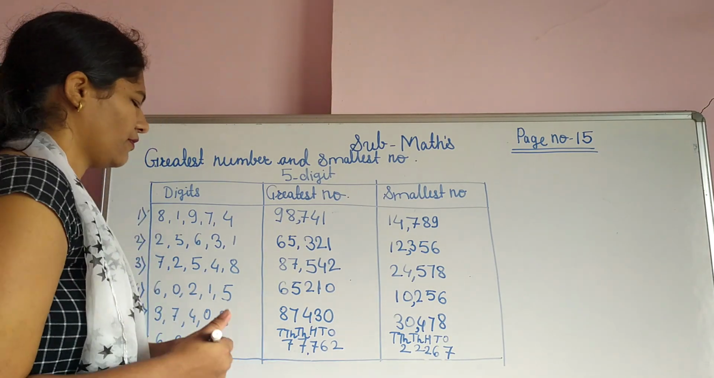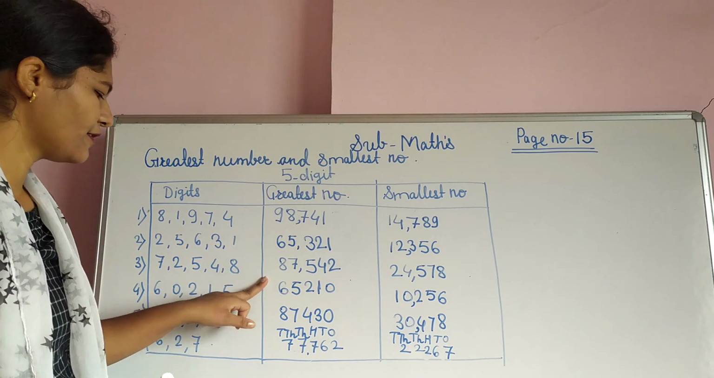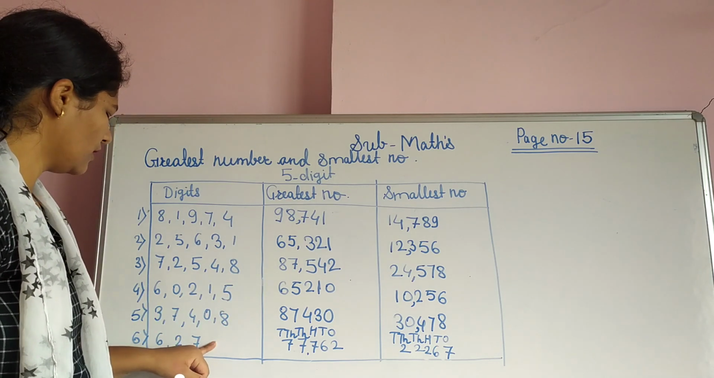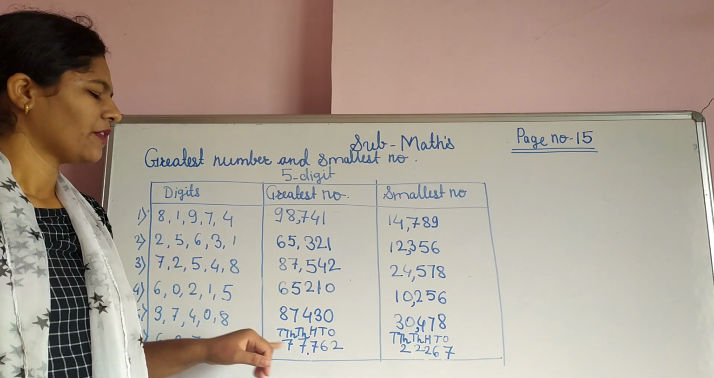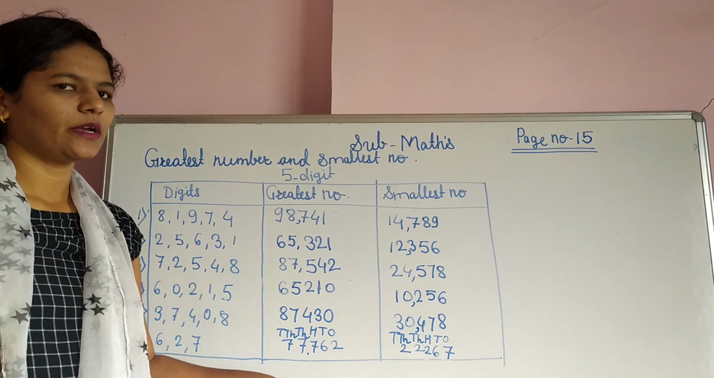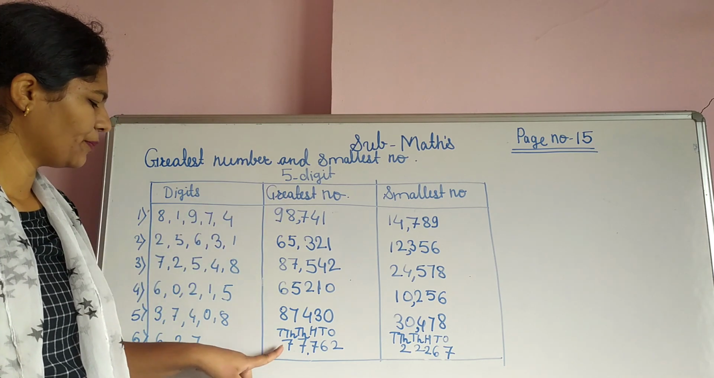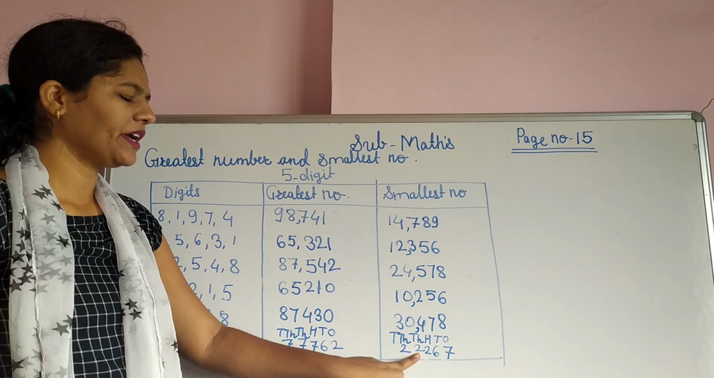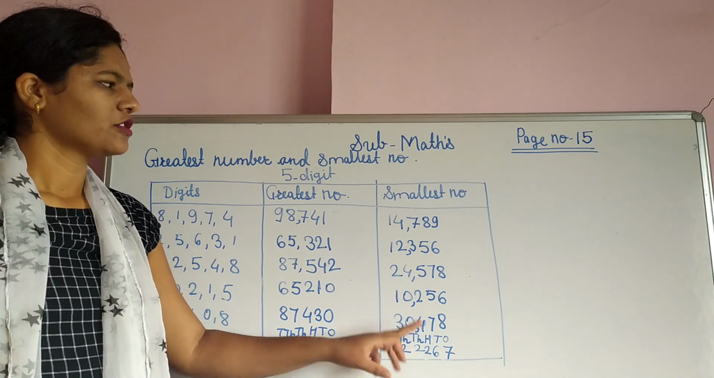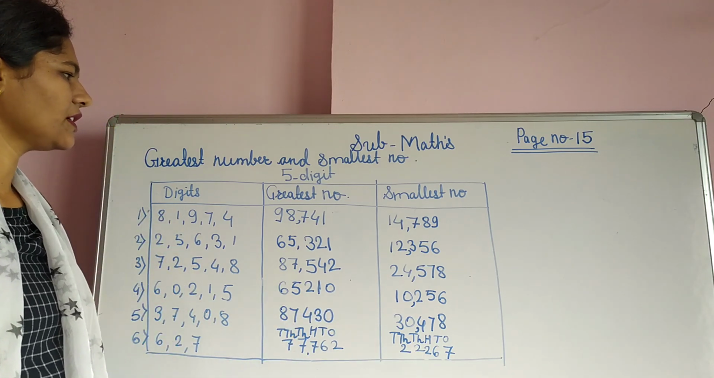So student, when 0 is there, that case also you remember, and when you get only 3 digit, 4 digit, from that you have to make a 5 digit, 6 digit number. That time for greatest number you have to repeat big digit, and for smallest number you have to repeat smallest number. So student, remember it. Now we see next one.